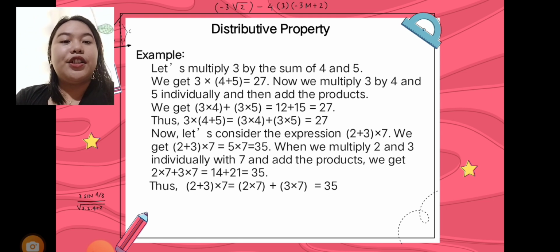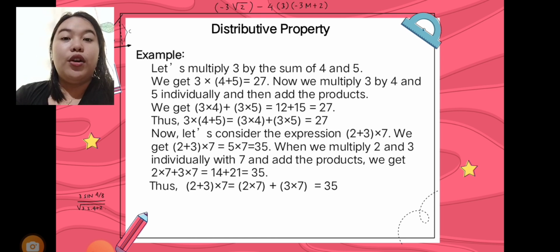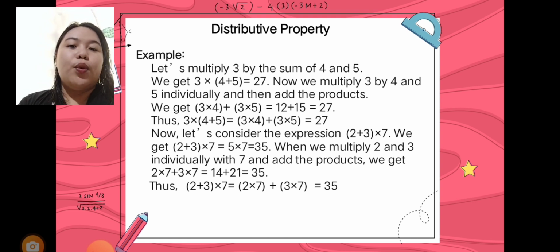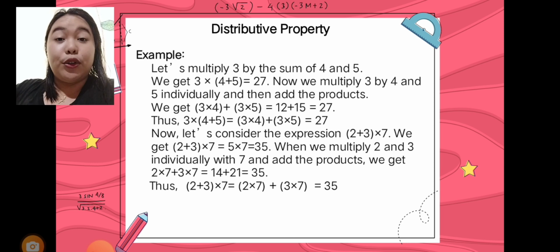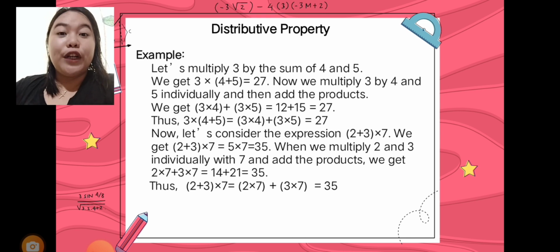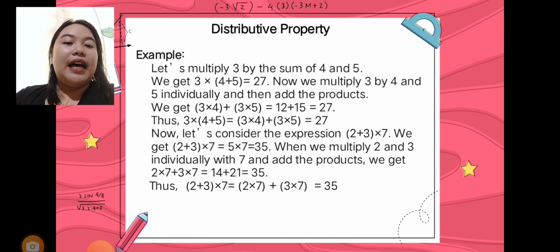Now, let's consider the expression, the quantity of 2 plus 3 times 7. We get 2 plus 3 times 7 is equal to 5 times 7 is equal to 35. When we multiply 2 and 3 individually with 7 and add the products, we get 2 times 7 is equal to 14. Then 3 times 7 is equal to 21. So 14 plus 21 is equal to 35. Thus, the quantity of 2 plus 3 times 7 is equal to the quantity of 2 times 7 plus the quantity of 3 times 7 is equal to 35.